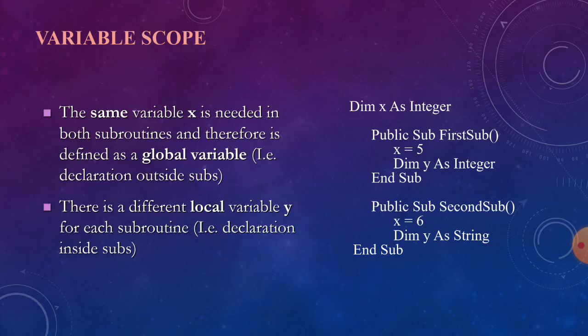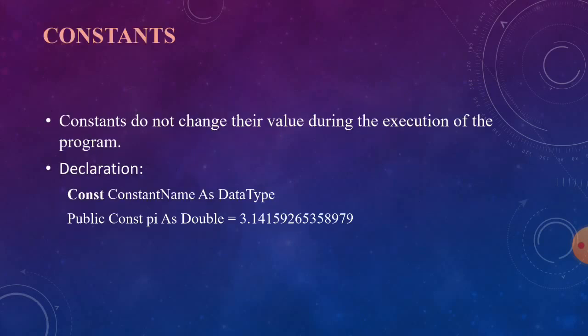Next, there is a different local variable y for each subroutine. We have two subroutines, first sub and second sub, and in both these subroutines we have declared y. So y is called a local variable and x is called a global variable. That is the scope of a variable.